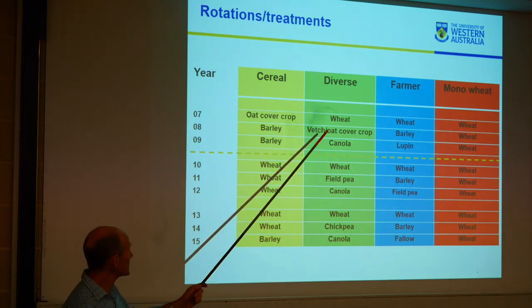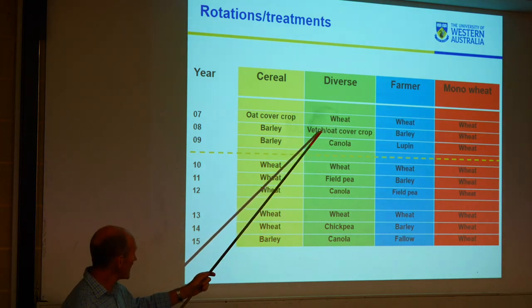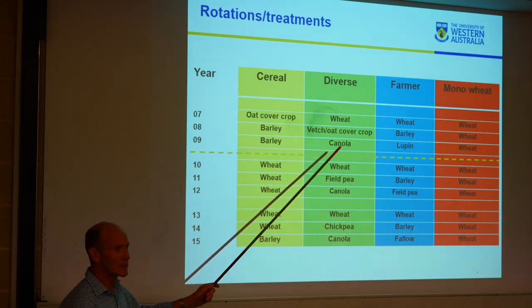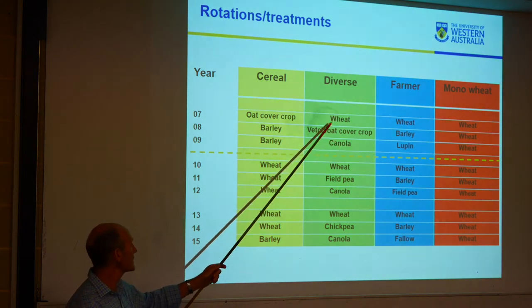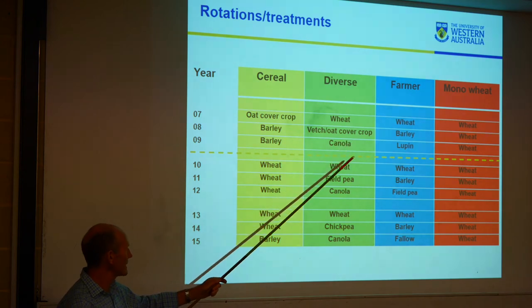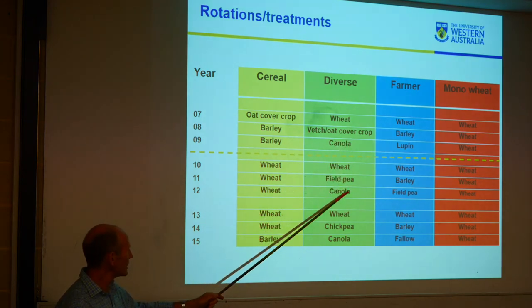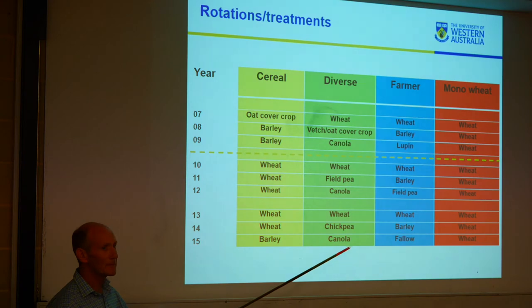The diverse rotation, we had wheat. It was then mainly vetch with some oats in there. So vetch was the legume, so cereal, legume, and brassica was canola. Next year, wheat, field pea, canola, and then wheat, chickpea, canola.